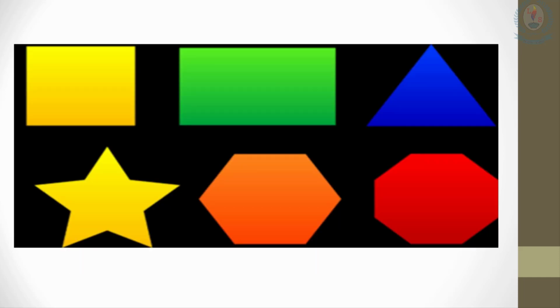In this picture also you can see some more polygons which we have learned under this chapter. The square, rectangle, triangle and star are also kinds of polygons because each is a closed figure with straight lines, right? Then hexagon, octagon, heptagon, those are all polygons.